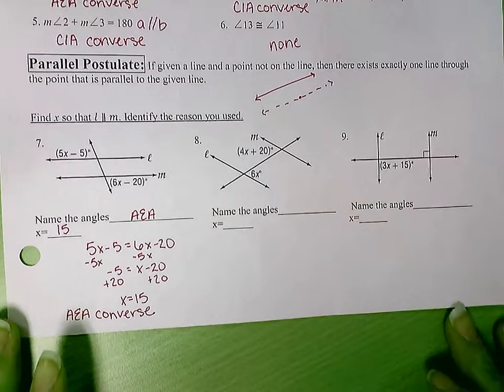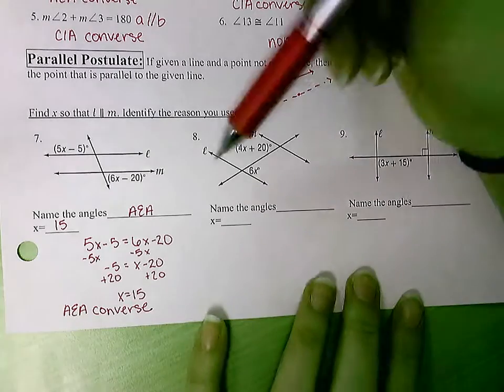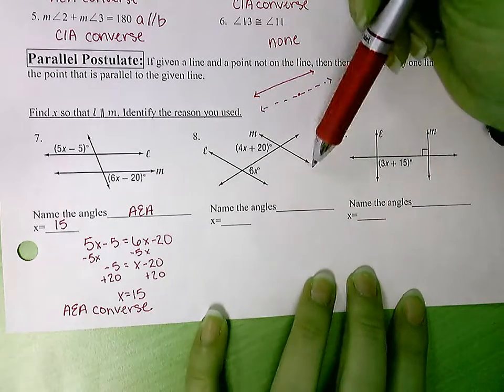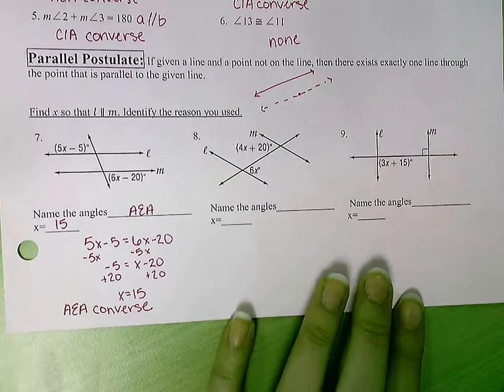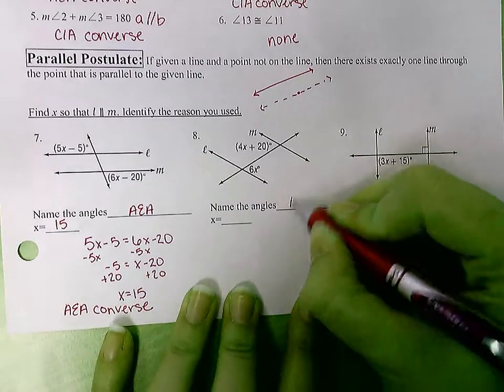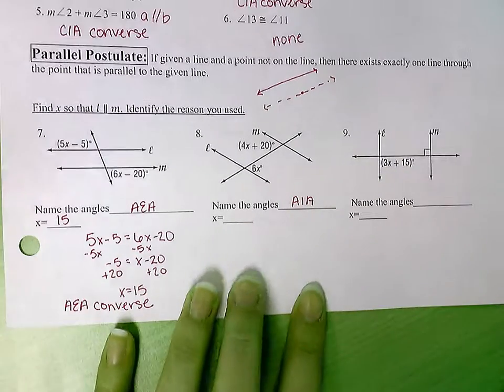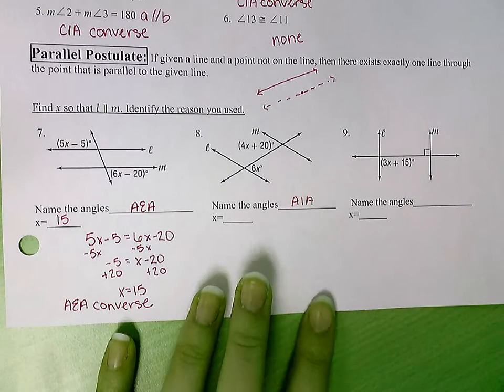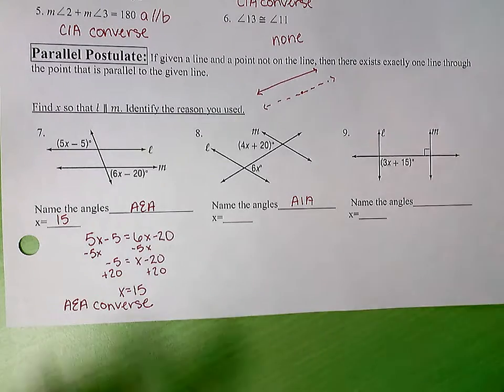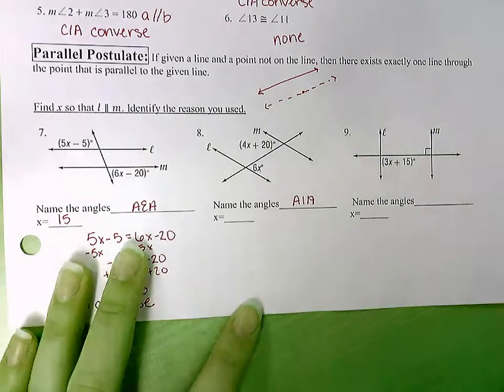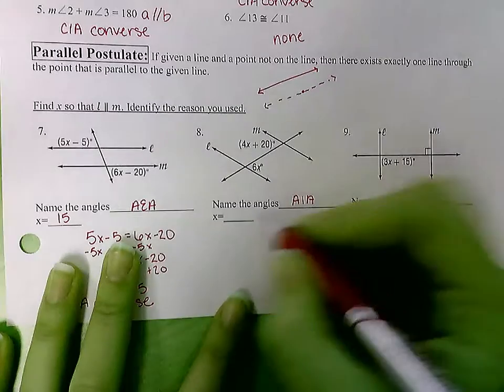All right, number 8. Lines L and M are right here. Those are parallel. I want to identify those angles. Okay, those angles are alternate interior angles. Now, if I want those lines to be parallel, I know my alternate interior angles have to be congruent. So I can set both of those measures equal to each other.